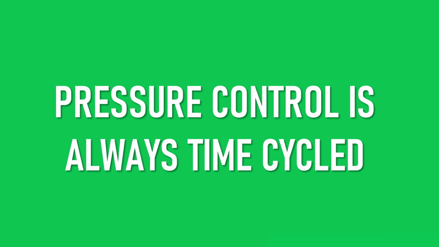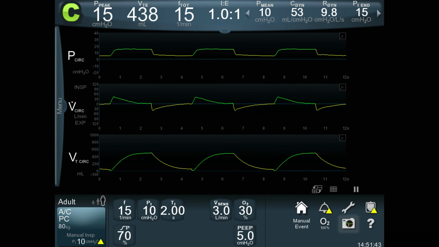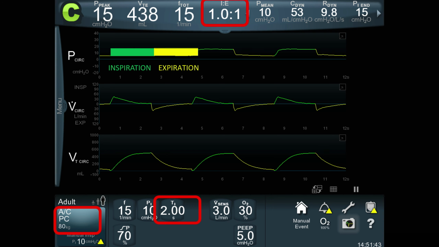Pressure control ventilation is always time cycled. This is a pressure assist control ventilation, and the inspiratory time is 2 seconds. The rate is 15, which means that the I to E ratio is 1:1. You can observe the pressure waveform and identify inspiration and expiration. The fine control of inspiratory time is a really useful aspect of pressure controlled ventilation.